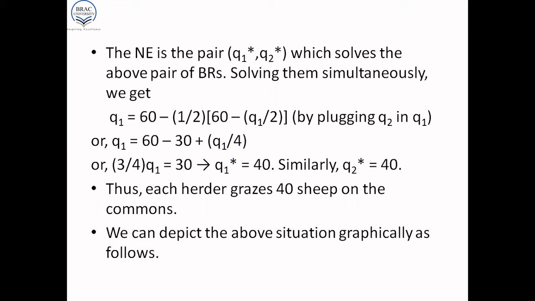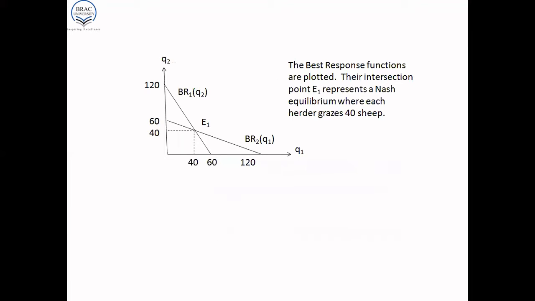So in the Nash equilibrium, each herder grazes 40 sheep on the commons. And we can solve this algebraically. You can also solve this graphically by drawing the best responses, and here we have done so. Notice where the two best response functions cross each other or intersect, you get the common values of 40 and 40 for each, right? That's the Nash equilibrium, point E1.